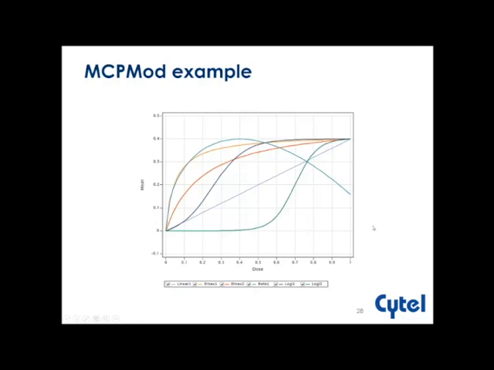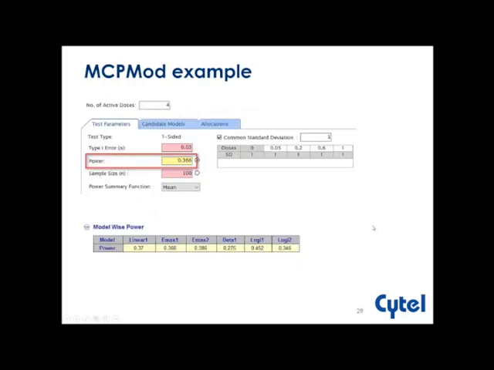Okay, so with everything specified, it's just a simple matter of clicking compute, and it will compute the mean power of the design. And if we look at the individual power for each of the 6 models, that 37% is essentially the mean of these 6 individual powers.